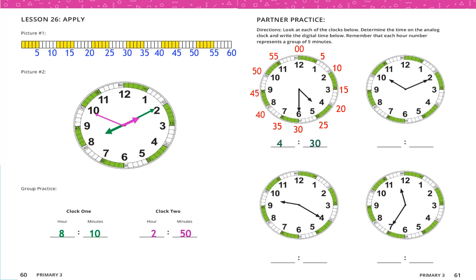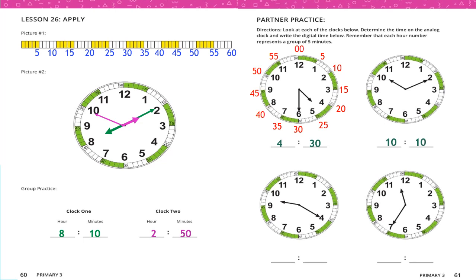4:30. Another example. In the second one, the short hand is referring to 10, so we will write 10. And the long hand is referring to 2. Will we write 2? No, the long hand reads our song, which is increasing by 5. So we will count 5, 10. So 2 groups of 5 will be 10.